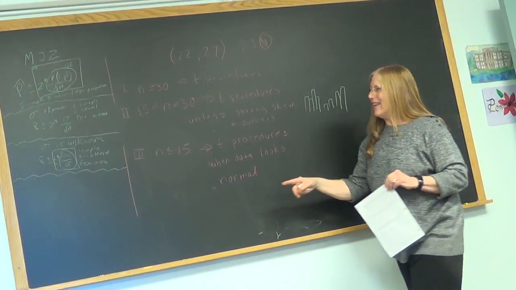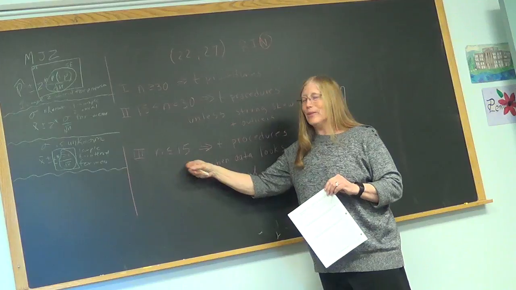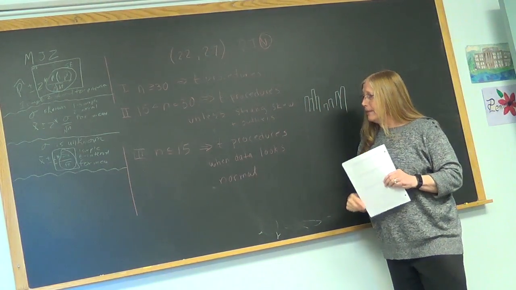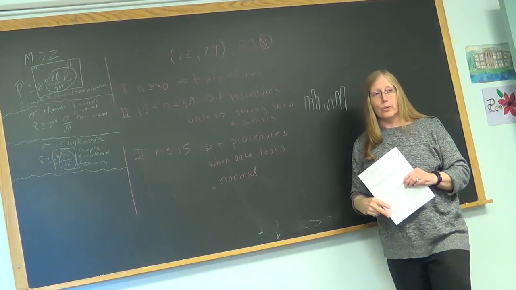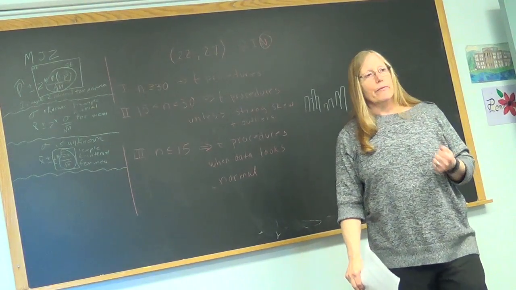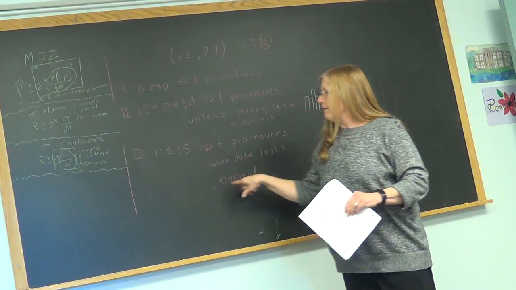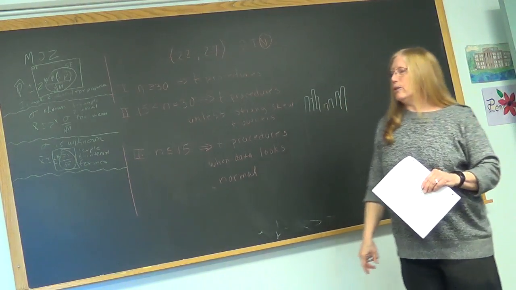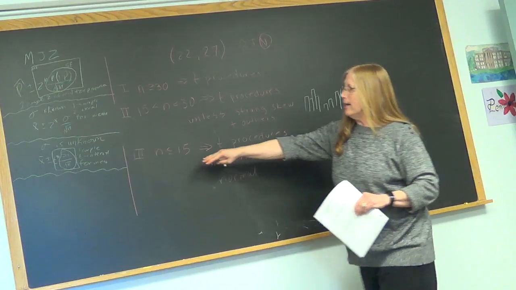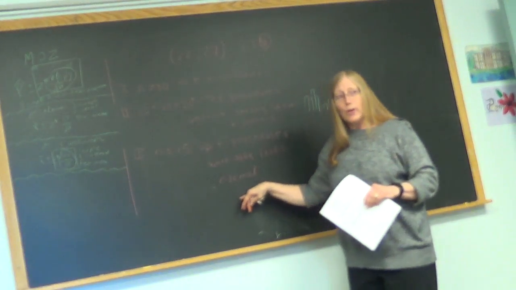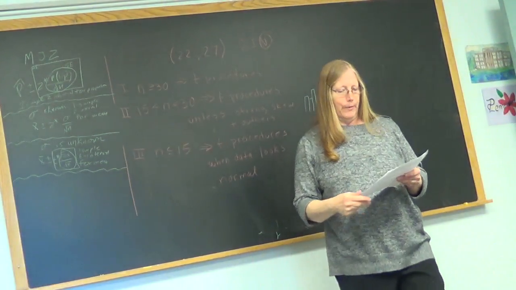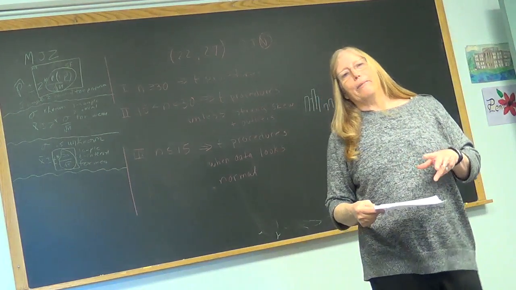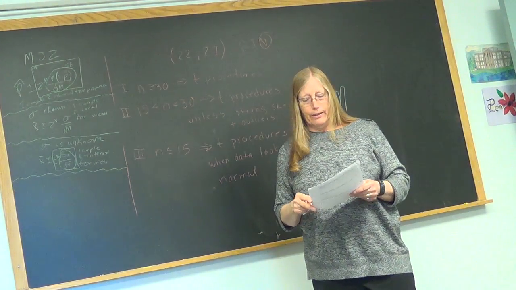And lastly, if n is less than or equal to 15, T procedures are good as long as the data looks normal. When we say looks normal, from that low, it does have to be unimodal and symmetrical. So you do have to look, and when it's that low, it does have to look somewhat normal in order to use a T procedure. All right, so we went over that, and we did some examples and talked about those.